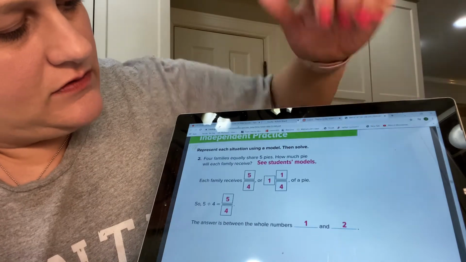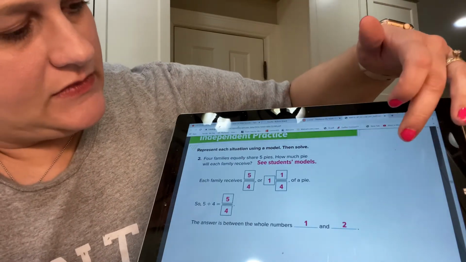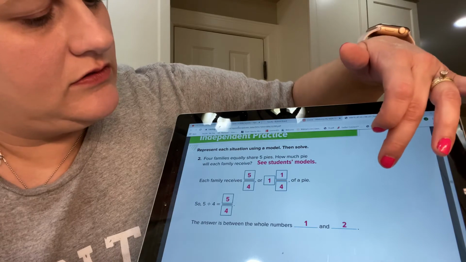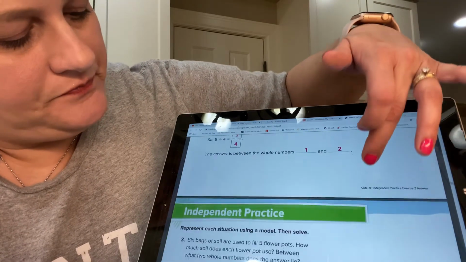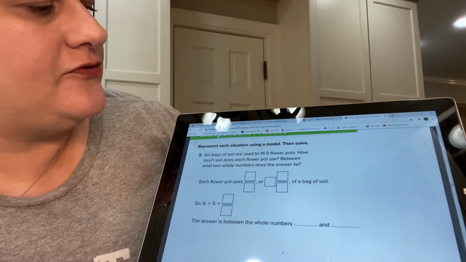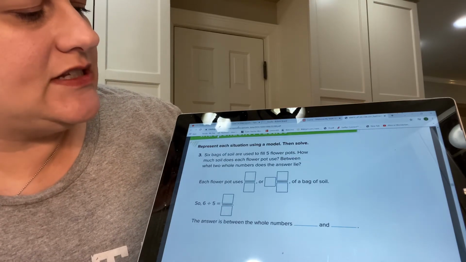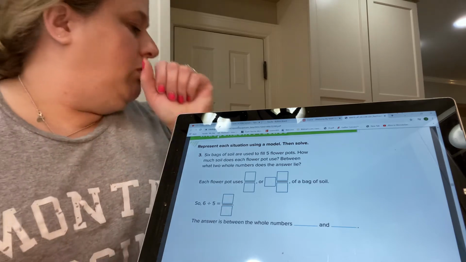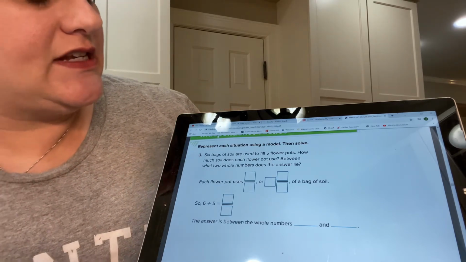Okay. You can see your answer page there. All right, 6 bags of soil are used to fill 5 flower pots. How much soil does each pot use? Between what 2 whole numbers does this answer lie?